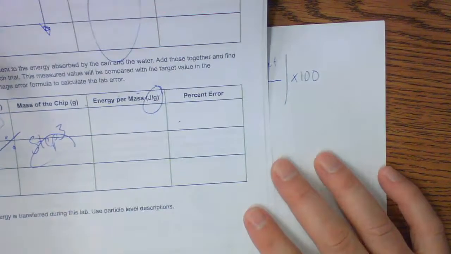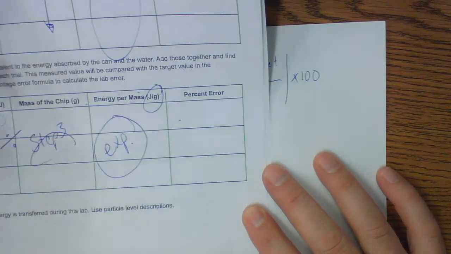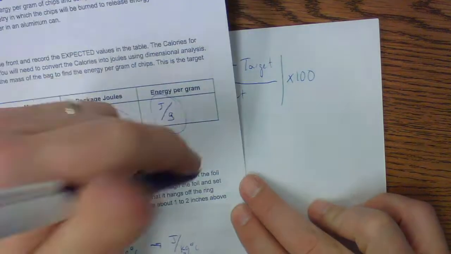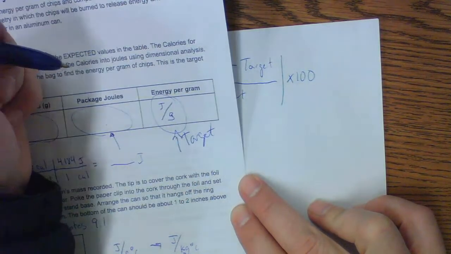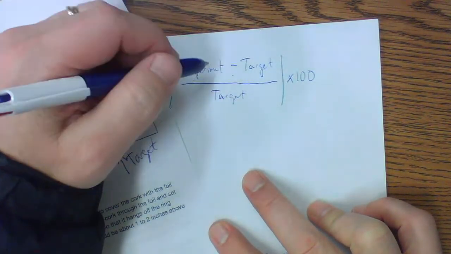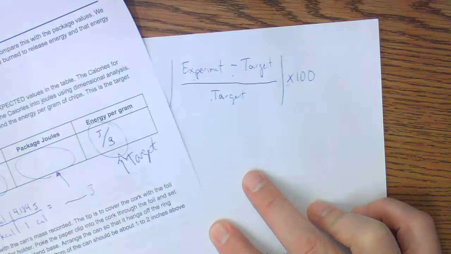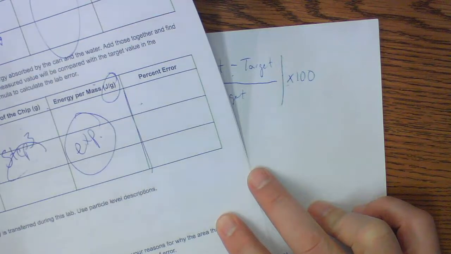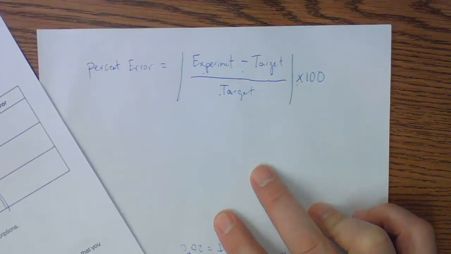So the experimental value, this is your experiment value right there. Your target value is right here. So you're going to take the experiment minus the target, don't care if it's positive or negative, divided by the target, times it by 100. And that's how you're going to get your percent error. Okay? So make sure you walk through and do that. I'm going to make sure you see that formula again so you can get that.